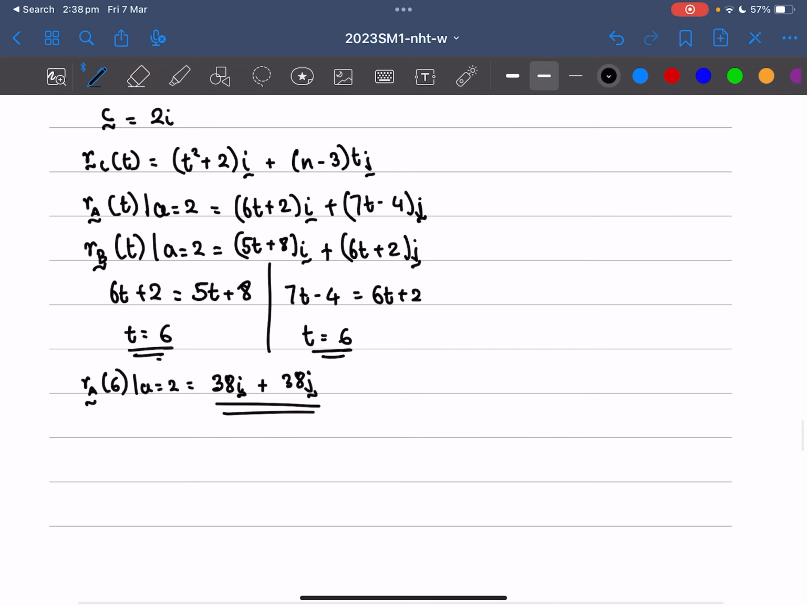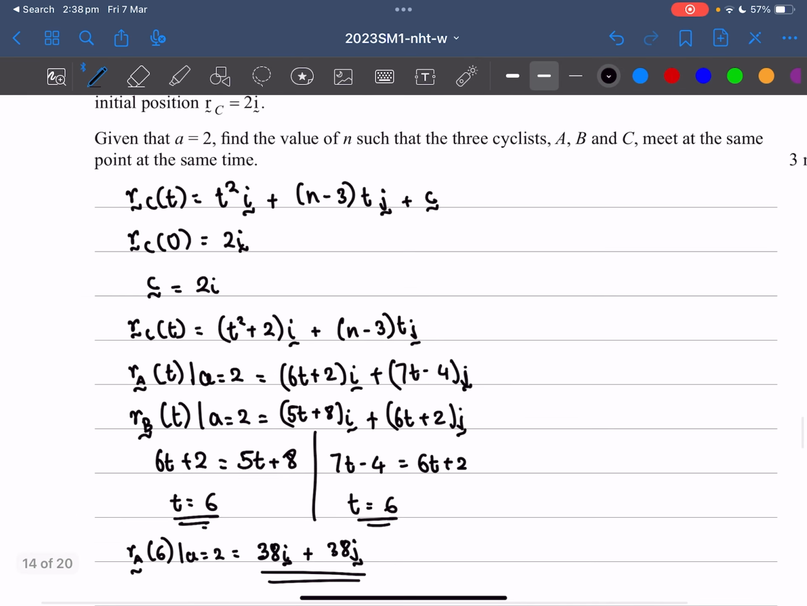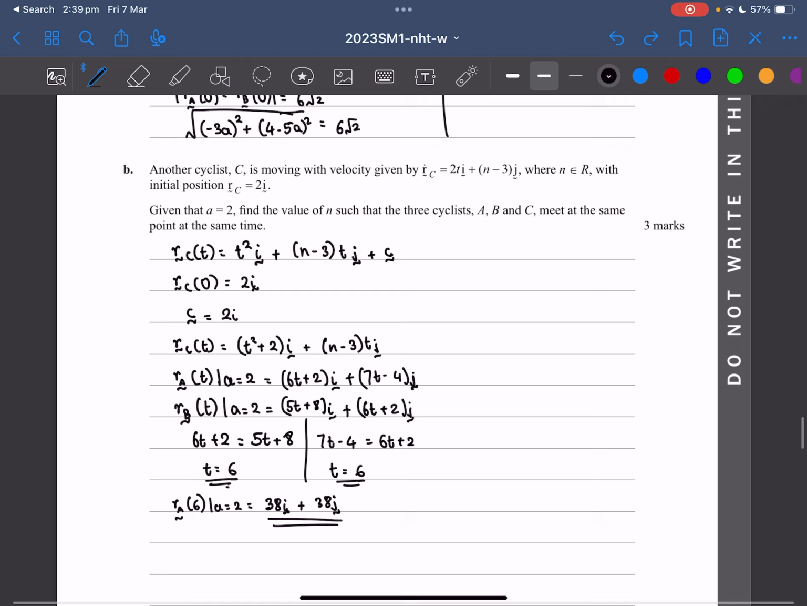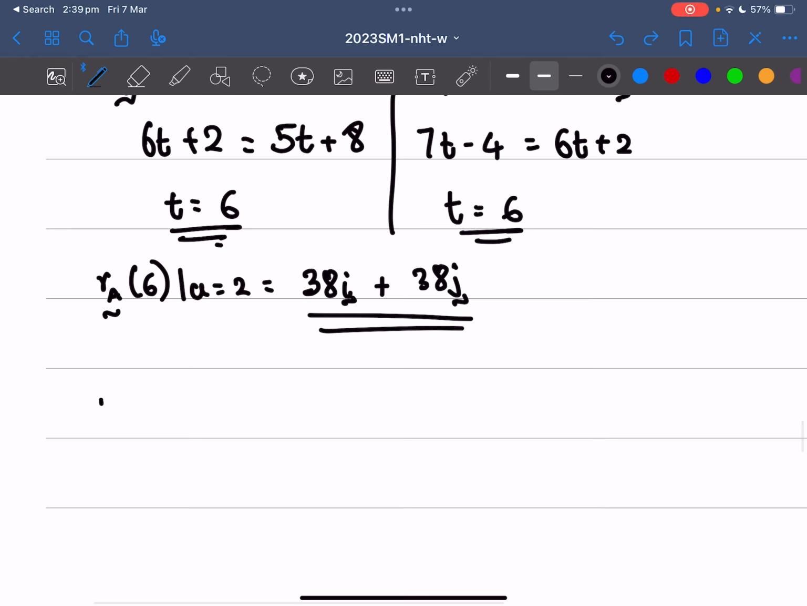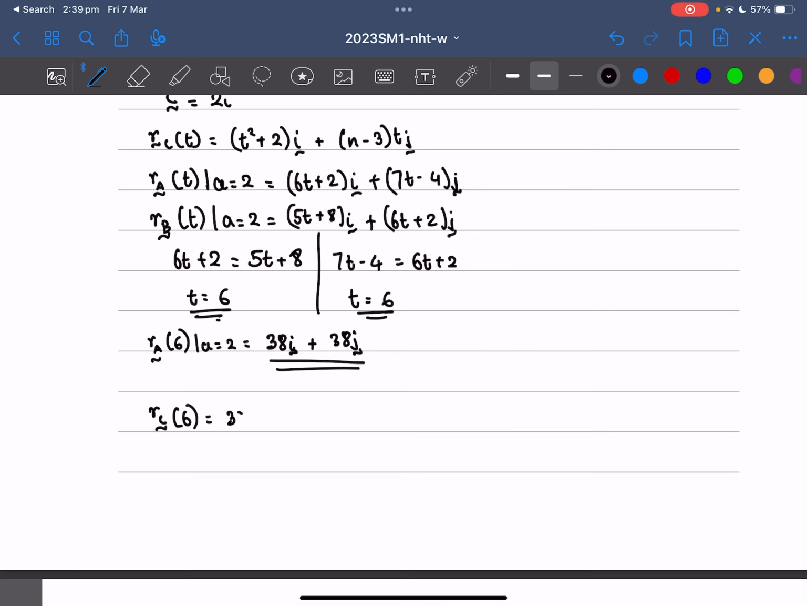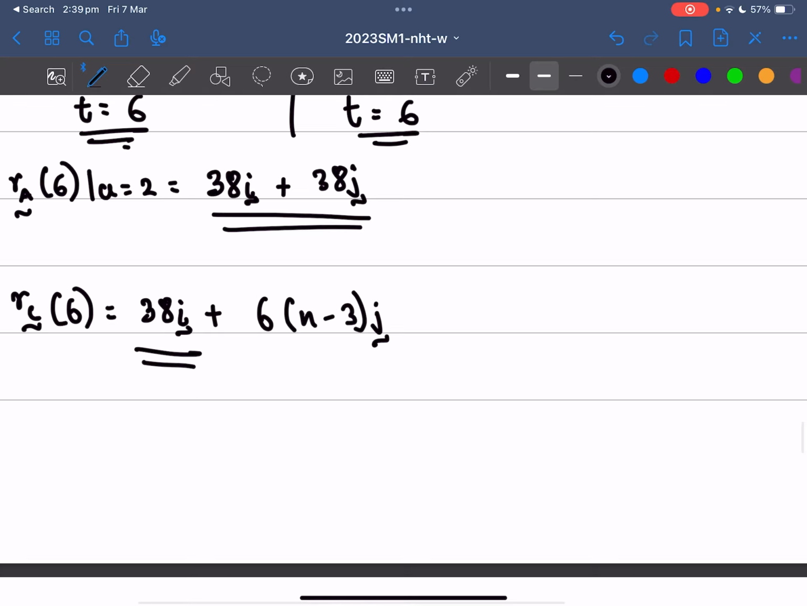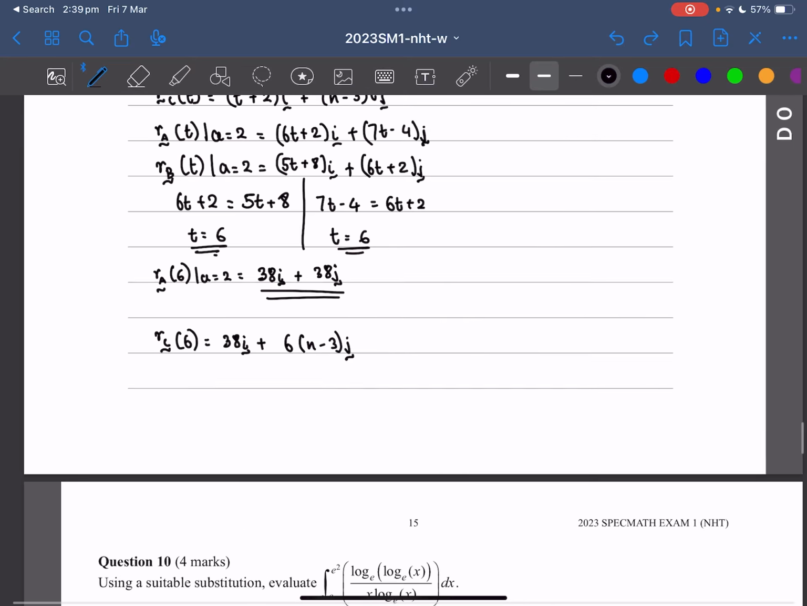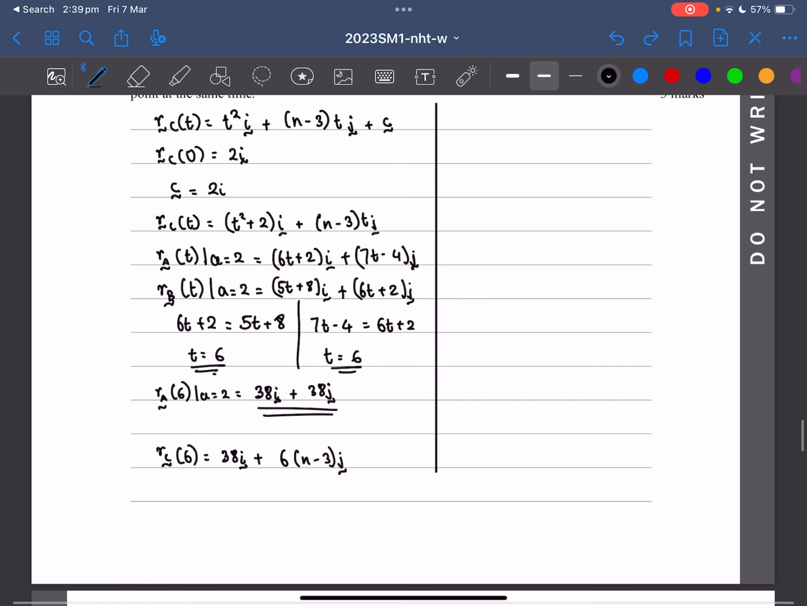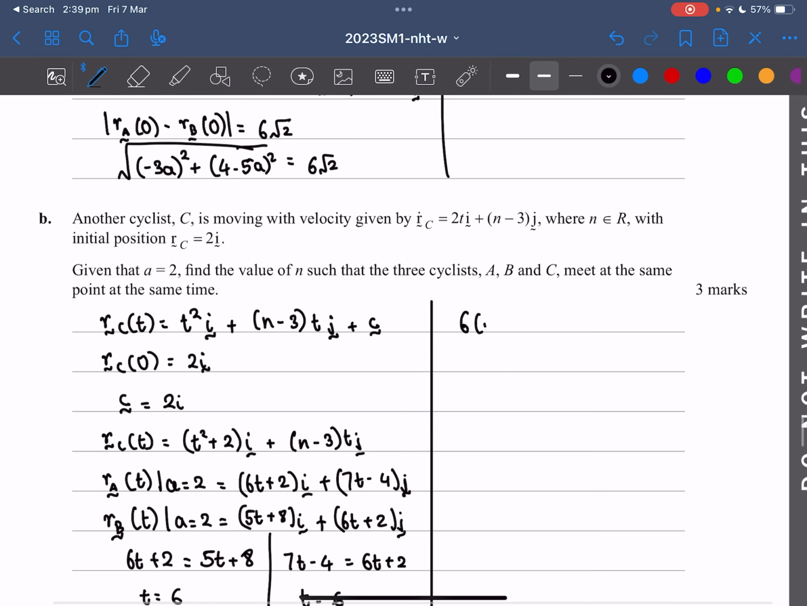So what we will do now is substitute this information in here and set t equal to 6 for this. Okay, hopefully that made sense. So let's substitute 6 first. So we will have 38i plus 6n minus 3j. As you can see, the i component is the same as where they are about to meet. We have to make the j component the same as well. So 6n minus 3 is going to be 38 essentially, right?